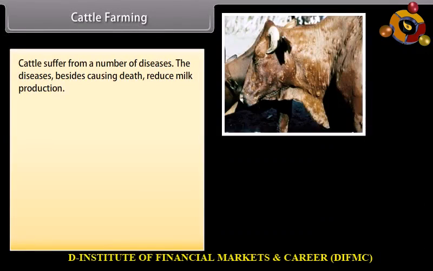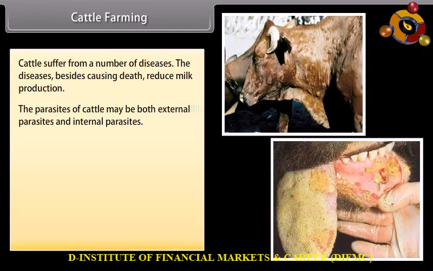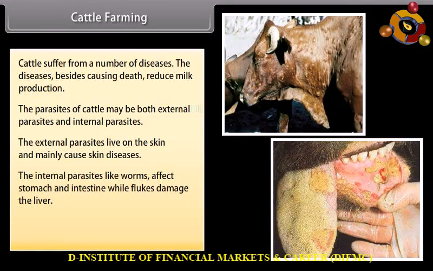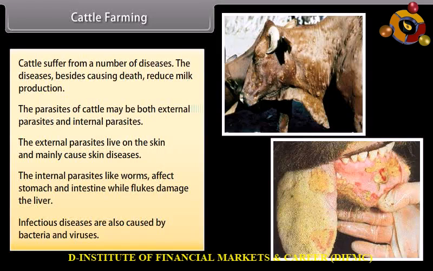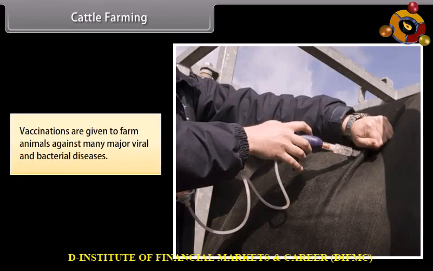Cattle suffer from a number of diseases. The diseases, besides causing death, reduce milk production. The parasites of cattle may be both external parasites and internal parasites. The external parasites live on the skin and mainly cause skin diseases. The internal parasites, like worms, affect the stomach and intestine, while flukes damage the liver. Infectious diseases are also caused by bacteria and viruses. Vaccinations are given to farm animals against many major viral and bacterial diseases.